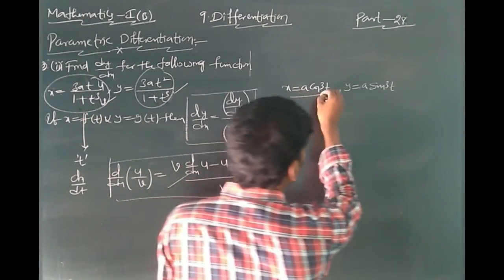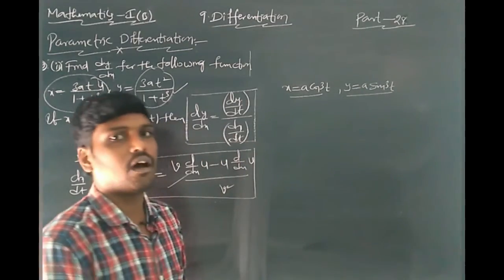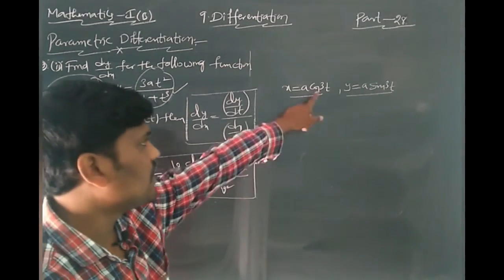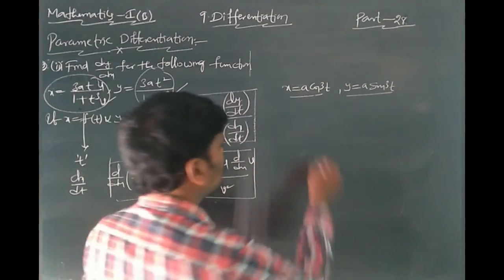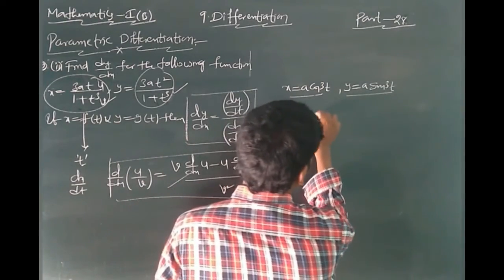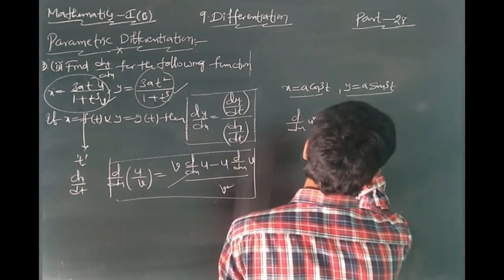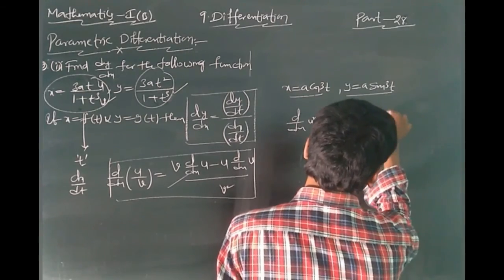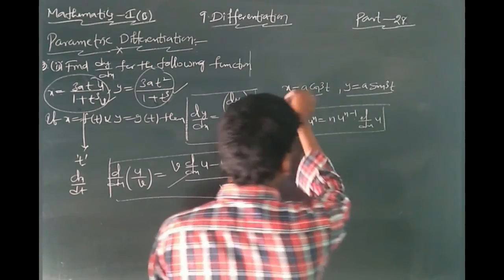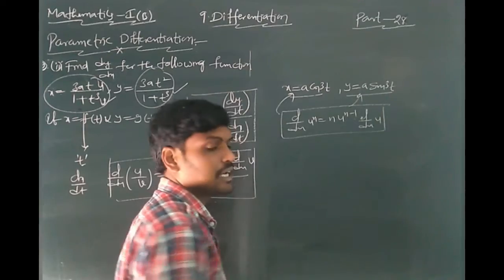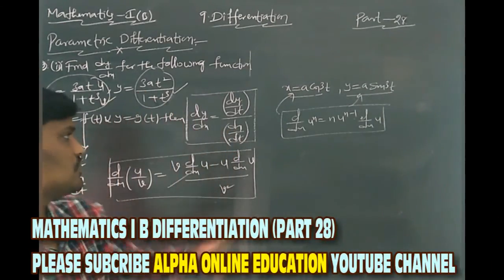Second one is x is equal to a cos cube theta, y is equal to a sin cube theta. Here the u power n formula can be used. What is that formula? The u power n formula is n into u power n minus 1 into d by dx of u. You can use this formula for the first function and the second function, both functions. After that you can use the formula.